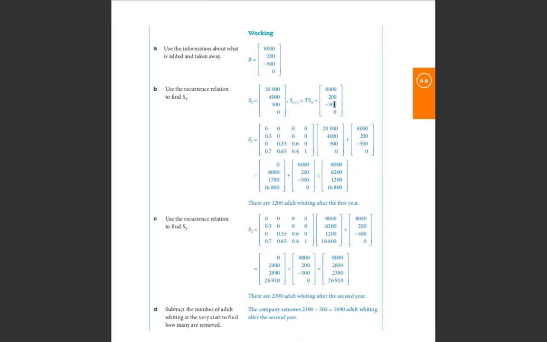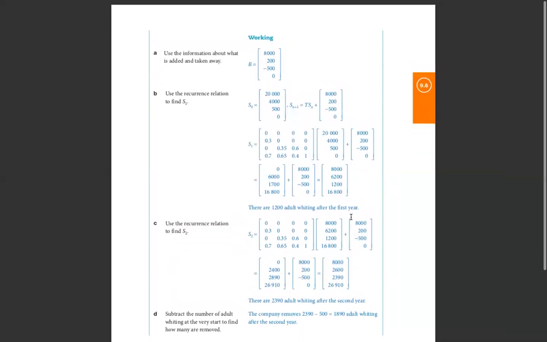So that is a column matrix. You use your transition matrix given in the question in the beginning, then S_N, which is your initial state matrix here, plus adding the new situation. Once you do that in your CAS calculator, you get this answer. For the adult, that was this one, 1200. So you can see from the matrix the answer. There are 1200 adult whitings after the first year.